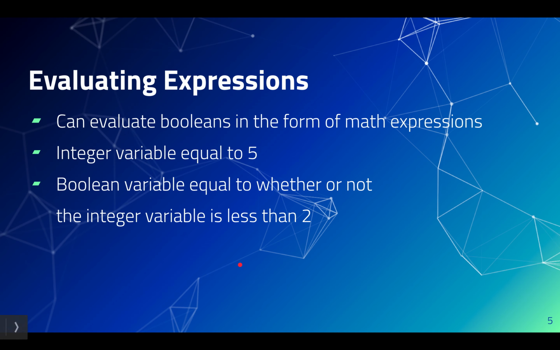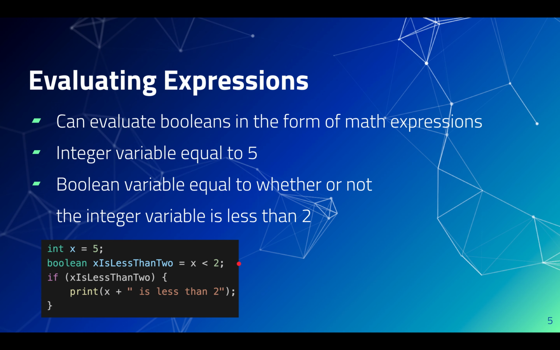Now what if we wanted to evaluate expressions like checking if a number is less than another number? So let's say we had an integer variable and we wanted to check if its value was less than 2. And if it was, then we wanted to print something. How would we do that? Well, we can start by creating our integer variable called x, which will be equal to 5, and then we create our Boolean variable, which we're going to call xIsLessThan2, and we're going to place our expression, x < 2, right after the equal sign.